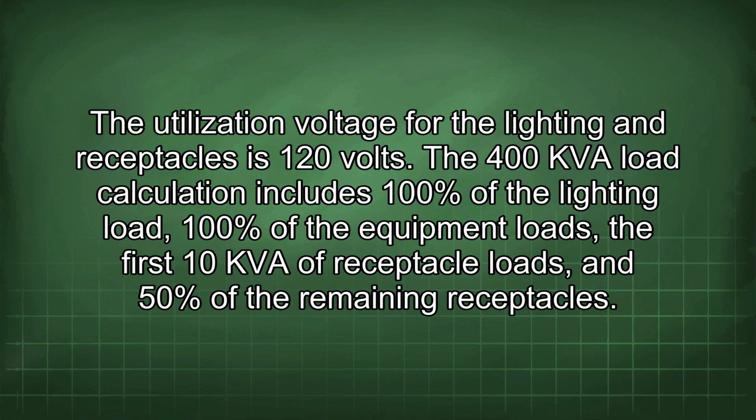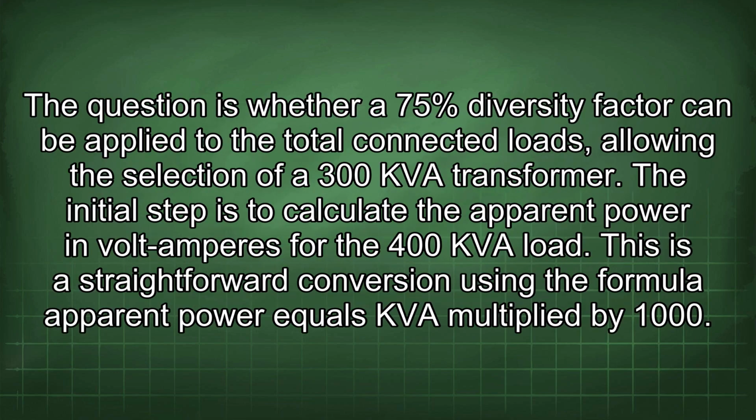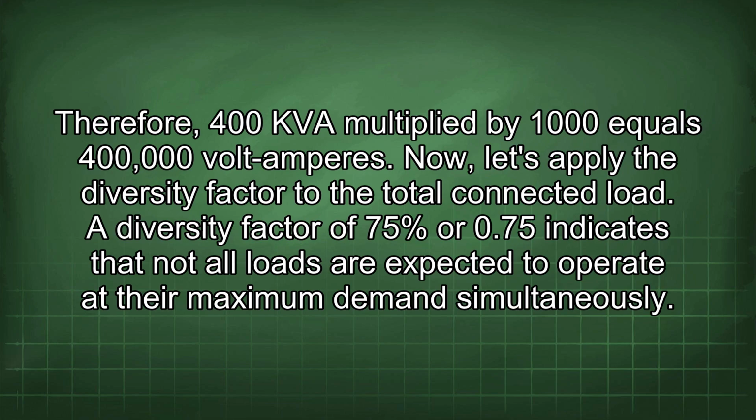The 400 kVA load calculation includes 100% of the lighting load, 100% of the equipment loads, the first 10 kVA of receptacle loads, and 50% of the remaining receptacles. The question is whether a 75% diversity factor can be applied to the total connected loads, allowing the selection of a 300 kVA transformer. The initial step is to calculate the apparent power in volt amperes for the 400 kVA load. This is a straightforward conversion using the formula apparent power equals kVA multiplied by 1000. Therefore, 400 kVA multiplied by 1000 equals 400,000 volt amperes.